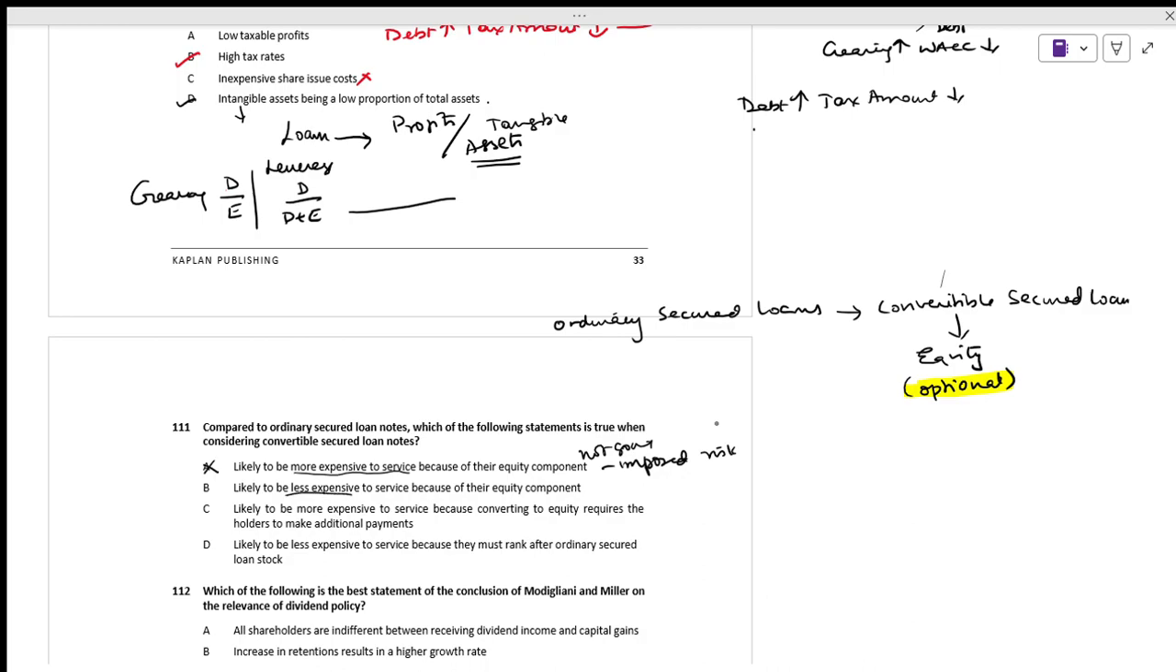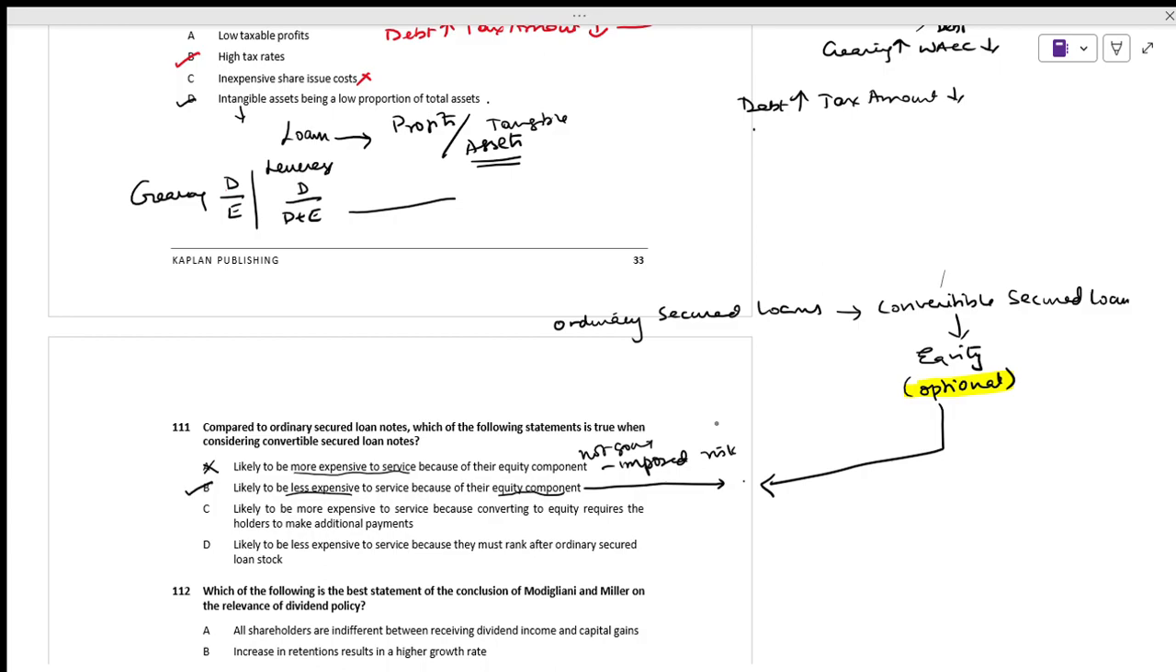Likely to be less expensive to service, because see what happens, everybody is expecting, is it right? It is a high risk, but there are both benefits and positive things and negative things. When we are talking in terms of the convertible, convertible is an optional, whereas ordinary secured loans do not have an option. See what happens if you go for a new issue: there will be expenses attached to that. But if you are converting the existing secured loans into equity component, it is less expensive.